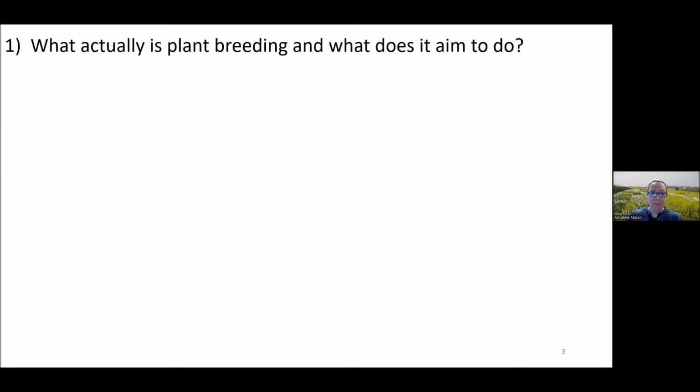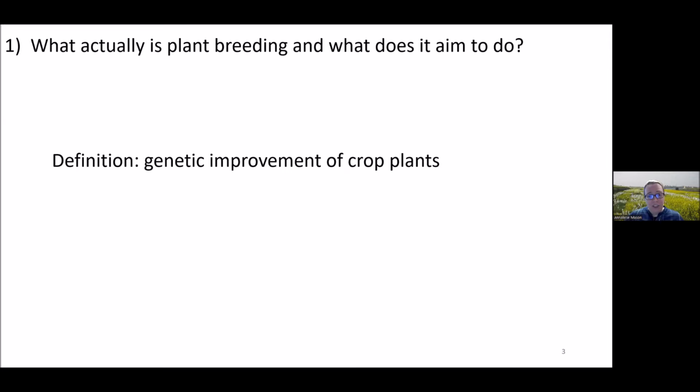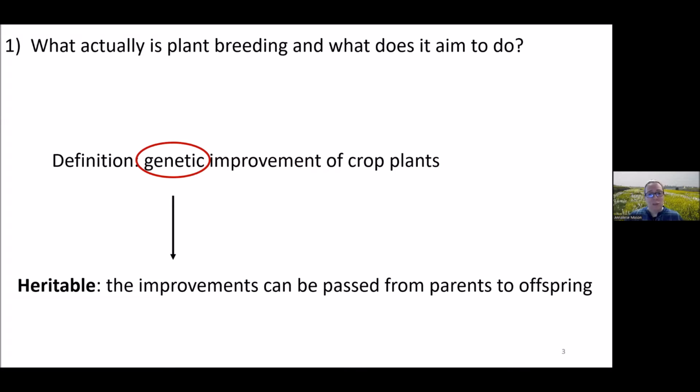Okay, so what actually is plant breeding and what does it aim to do? The definition of plant breeding is actually just the genetic improvement of crop plants. So the key word here is actually genetic. So genetic means we are looking specifically at heritable traits, the improvements which can be passed from parents to offspring. We want to make changes or make selections that allow us to improve our crop plants permanently, basically. So the next generation should be better than the previous generation.